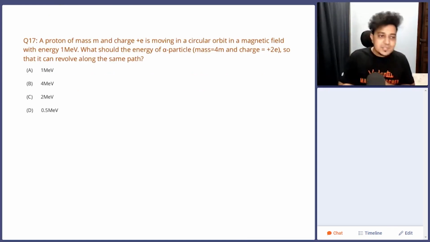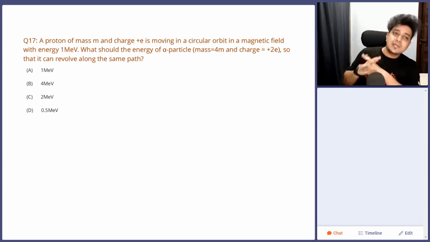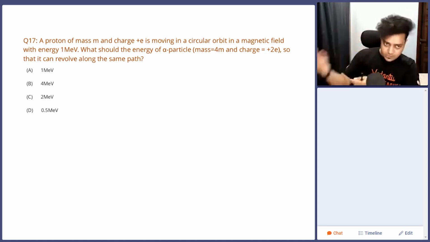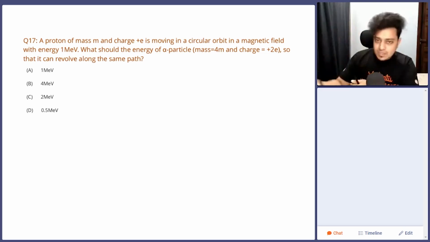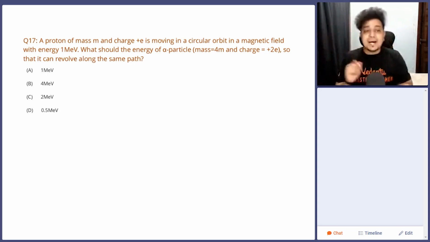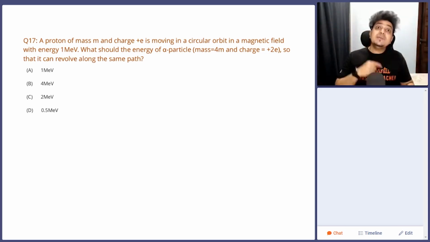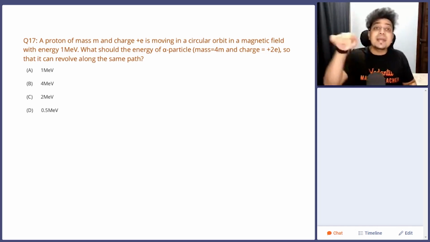Now moving on to the next question. A proton of mass m and charge e is moving in a circular orbit in a magnetic field with an energy of 1 mega electron volt. What should be the energy of an alpha particle, whose mass is 4 times the mass of a proton and charge is 2 times the charge of an electron, so that it can also revolve along the same path? See, it's a proton, a charged particle having some mass and charge, moving in a circular orbit in a magnetic field.